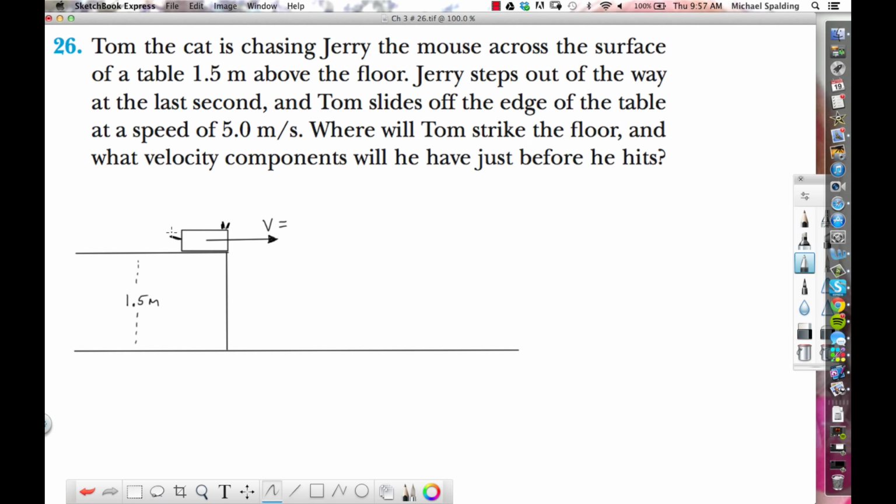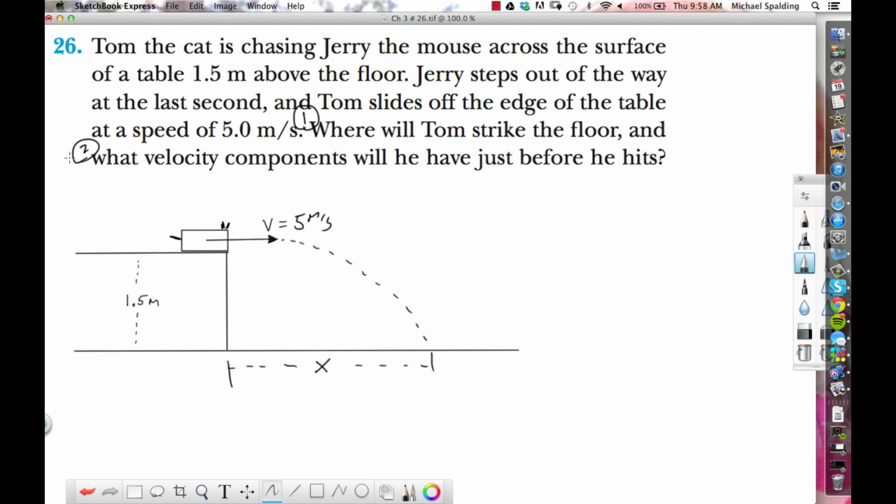So Tom the cat slides off this table with a velocity of 5 meters per second, and we're given the height of the table is 1.5 meters. So then Tom flies through the air and lands a distance x from the base of the table. We're being asked to solve for two things. One, where will Tom strike the floor? That's x. We're solving for x. And two, what velocity components will he have just before he hits?